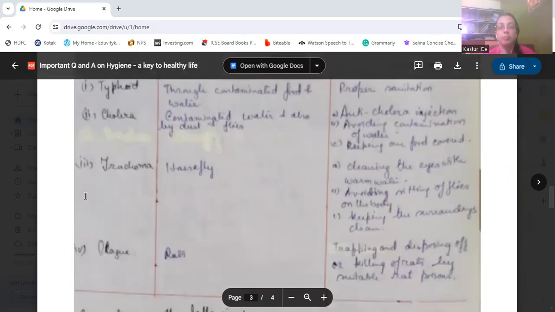Next is plague. The plague is not caused by rats, it is transmitted through rats. So for that, we should trap and dispose of the rats or kill the rats and buy suitable rat poison, or raticides, you can say.